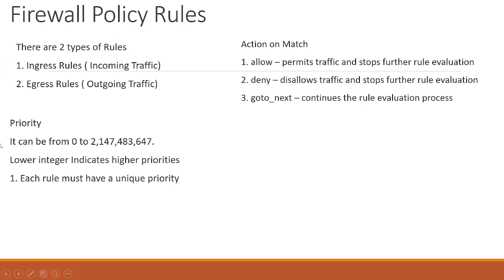In firewall policy rules, we have a priority range. It can be from 0 to this number.